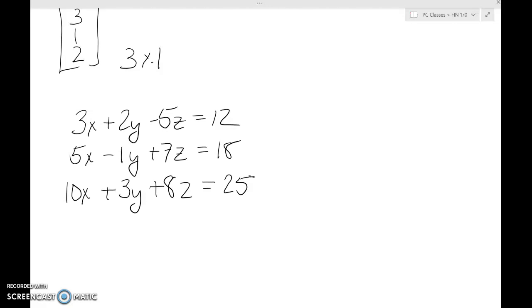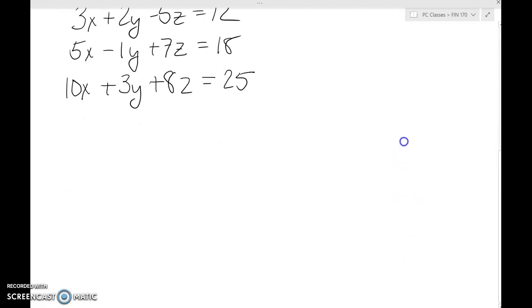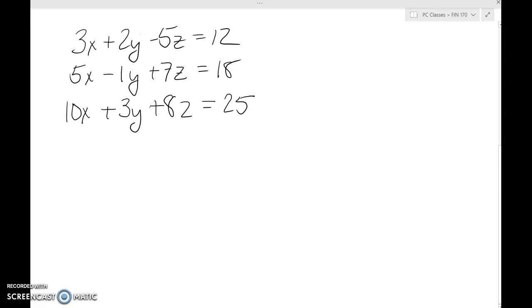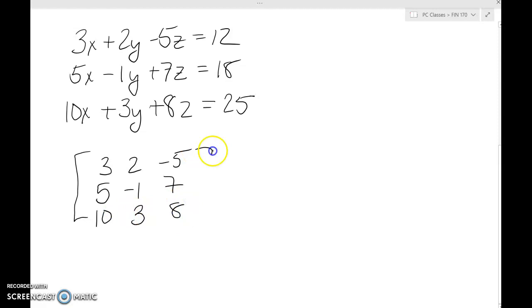Well, this is one of the places where matrices and linear algebra really excel, because I can make my coefficient matrix, and then I would multiply it by my matrix of my variables, and that would equal my solutions matrix. So what would this be is, we would have a 3x3 matrix of all my coefficients. So we would write that out: 3, 2, -5, 5, -1, 7, 10, 3, 8.